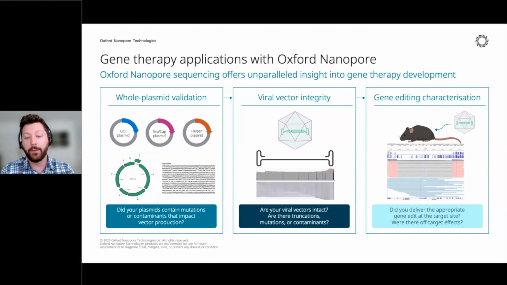So next, with viral vector integrity, this is a critical checkpoint for AAV workflows. And within our platform, you can sequence full-length genomes and assess vector quality in detail. This allows you to detect things like truncations or rearrangements or sequence impurities that could affect your vector potency or consistency. And lastly, after that payload is delivered, thorough gene editing characterization should take place. Here, long reads again allow you to determine whether that edit was successfully delivered to the intended target site, and perhaps just as importantly, whether any off-target effects have occurred.